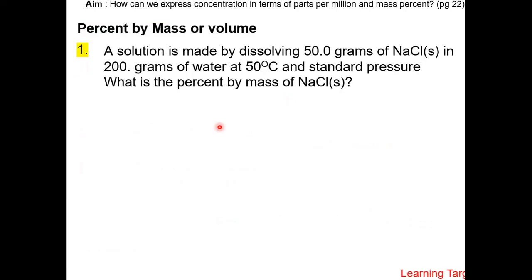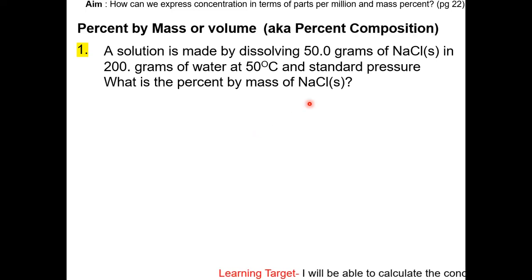For the next part of the lesson, we are going to talk about percent by mass, which is another way of expressing concentration. The equation is the same as percent composition, which we covered in Unit 6. Let's look at the first question. A solution is made by dissolving 50 grams of NaCl in 200 grams of water at 50 degrees Celsius and standard pressure. What is the percent by mass of NaCl?